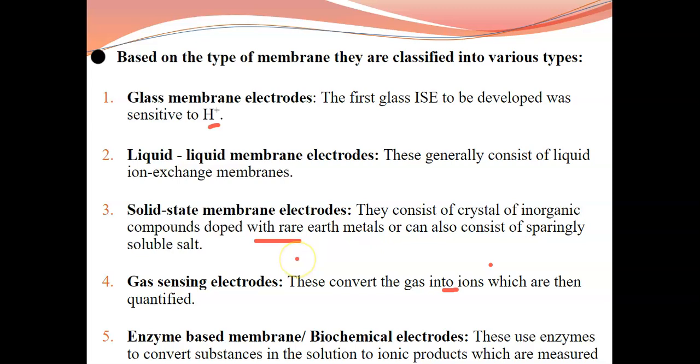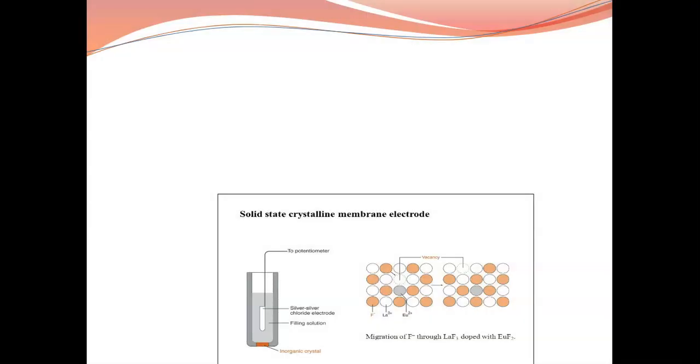They are going to give the potential when they are connected to a reference electrode of constant potential. So we are going to form a cell in this. So here in this session, we are only going to see the individual ion selective electrodes. So this is the first one, which is the solid state membrane electrode.